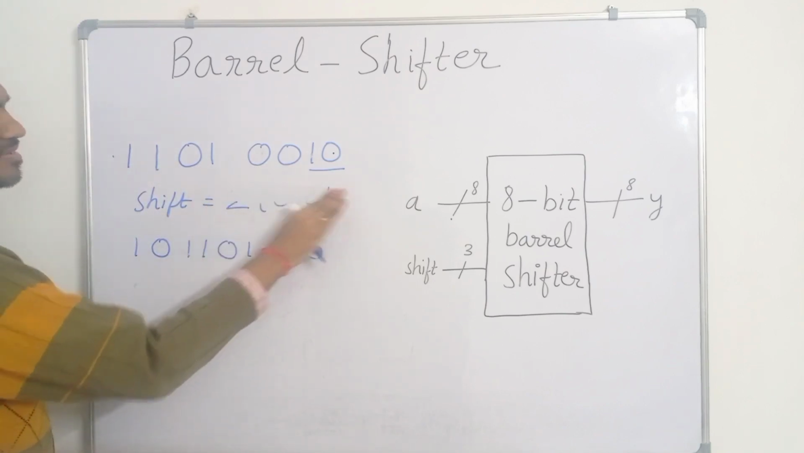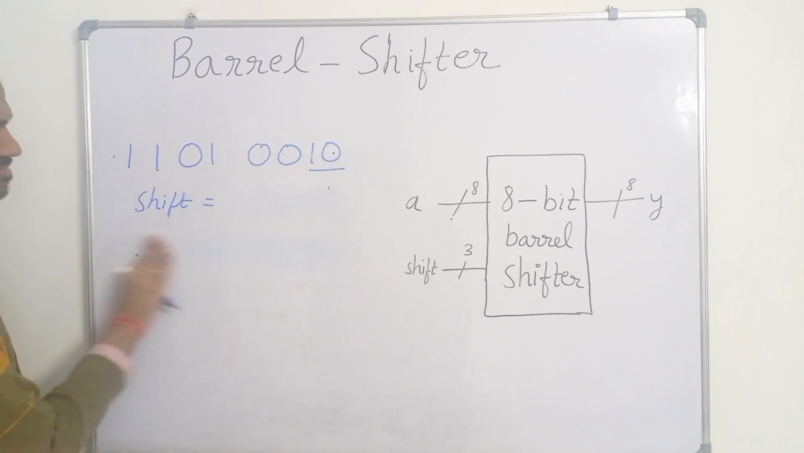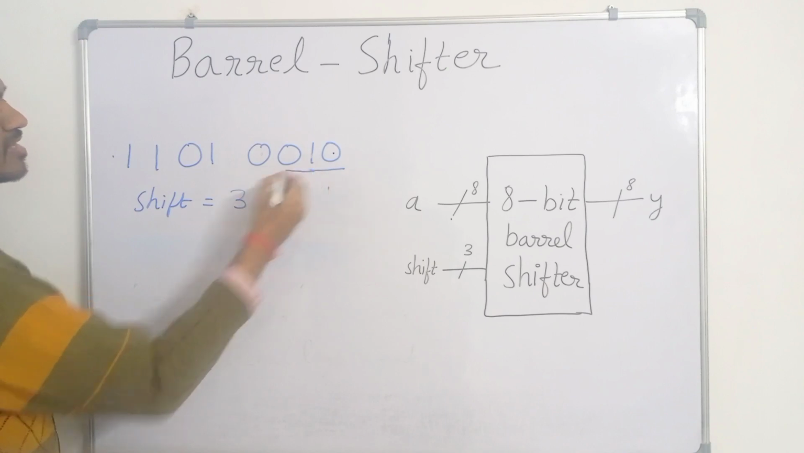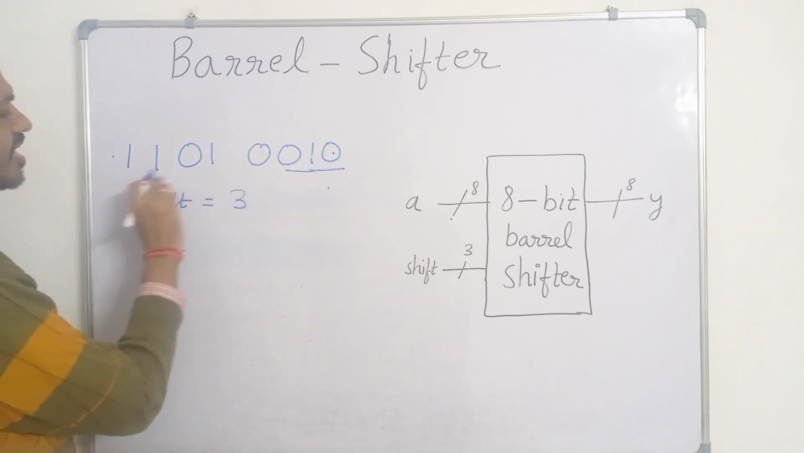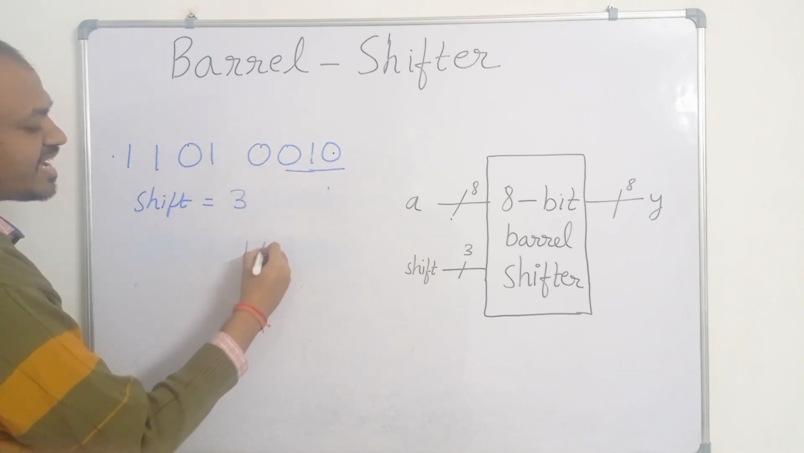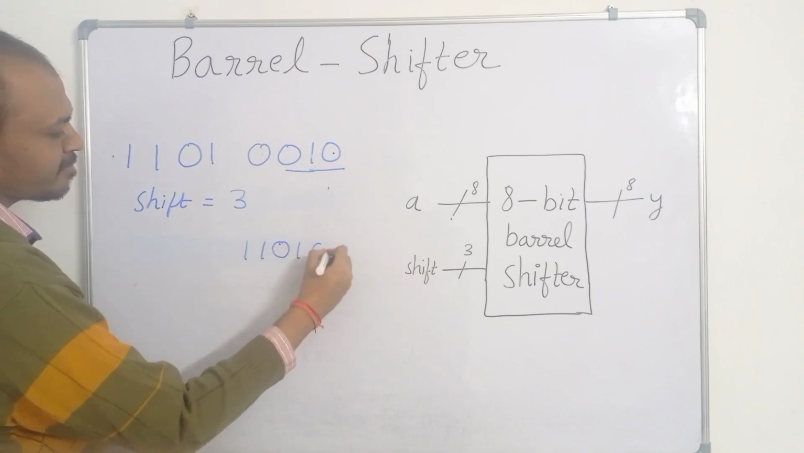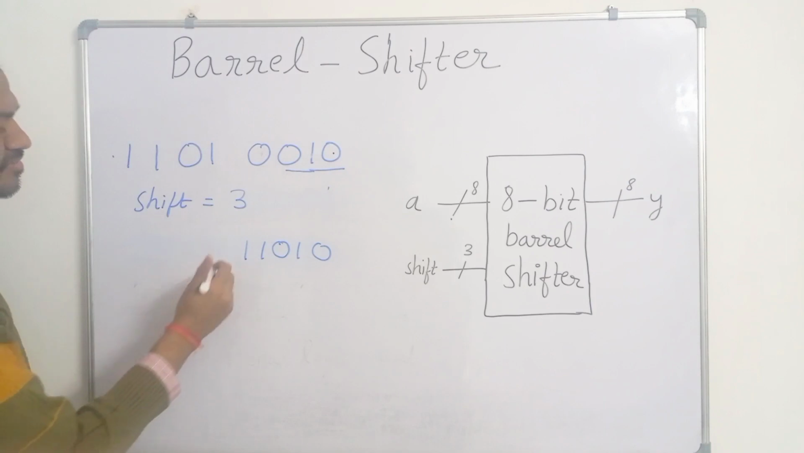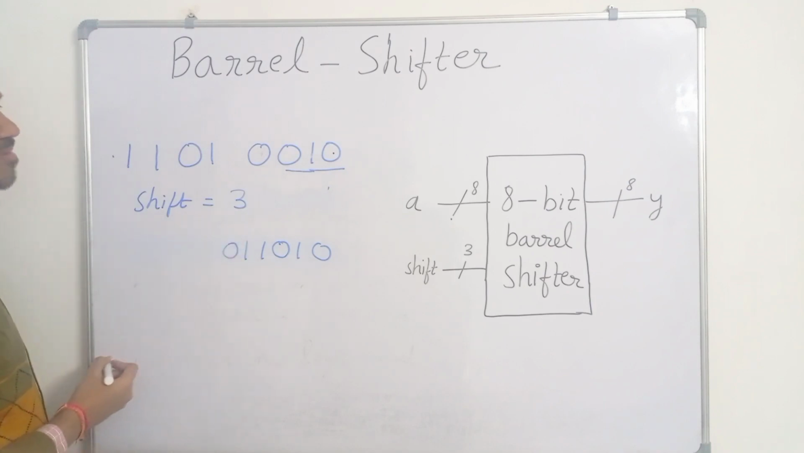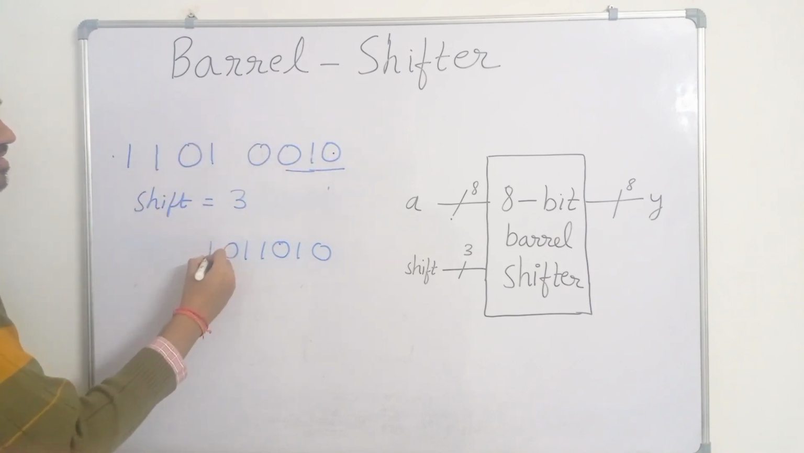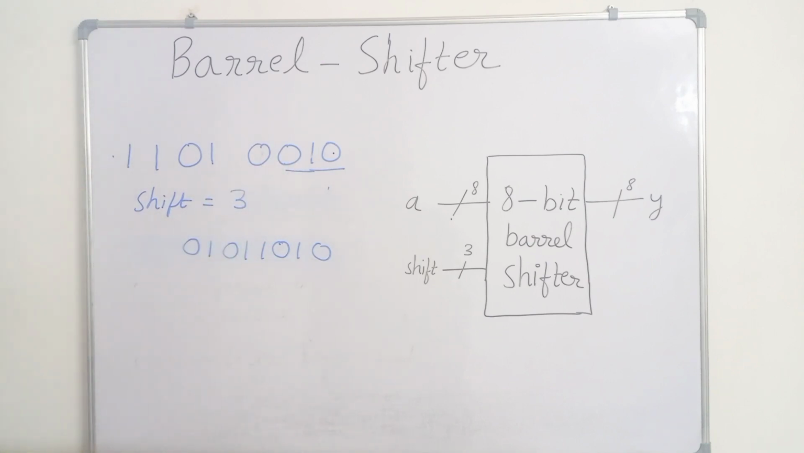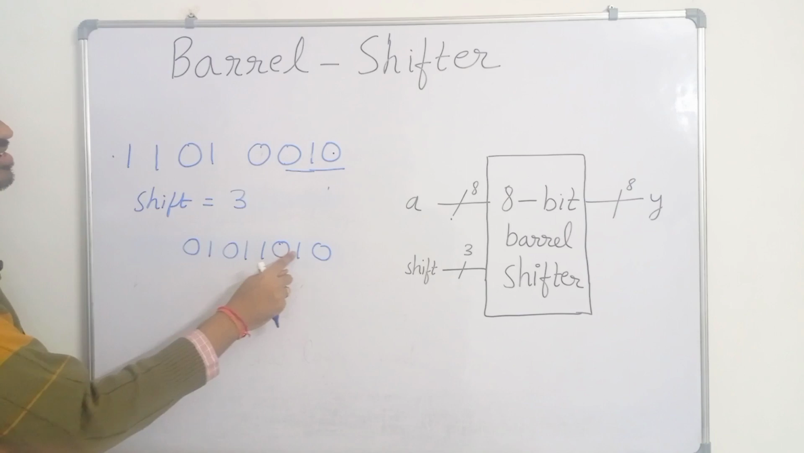Suppose this shift is equal to 3. Now 3 bits will be shifted. So 1, 1, 0, 1, 0 will be written as it is. This 0 will shift first, so it will come here. Then this 1 will shift, so it will come here. Then this 0 will shift, so it will come here. So it will become 0, 1, 0, 1, 1, 0, 1, 0.